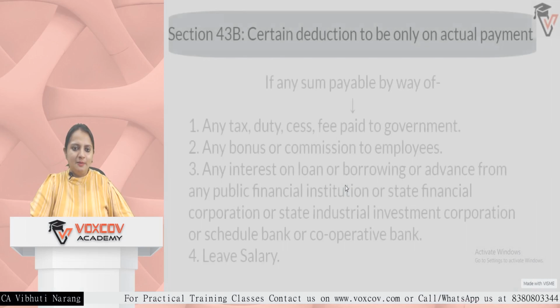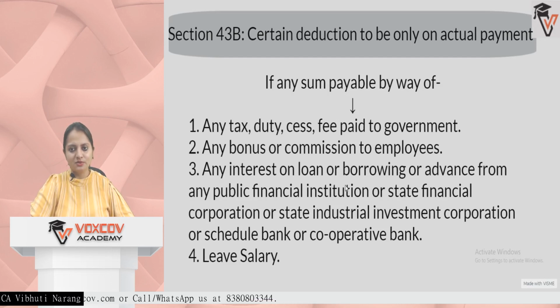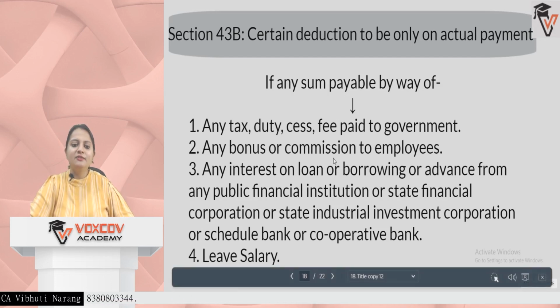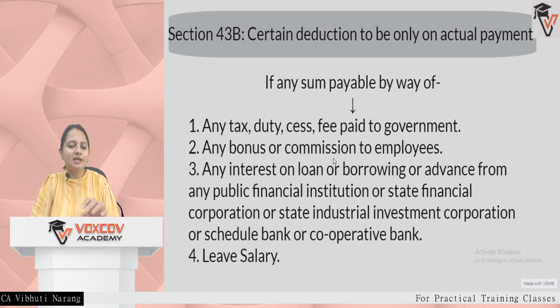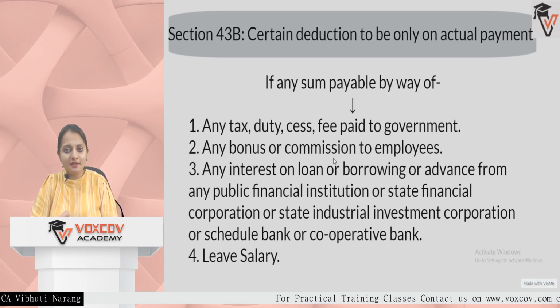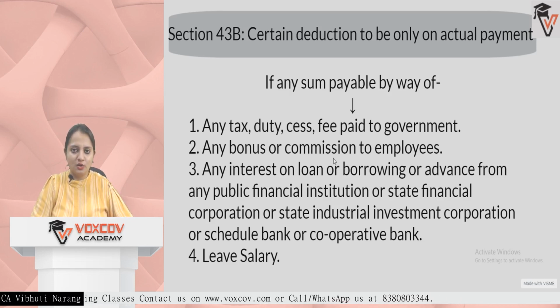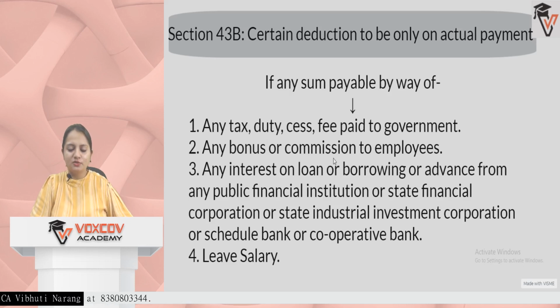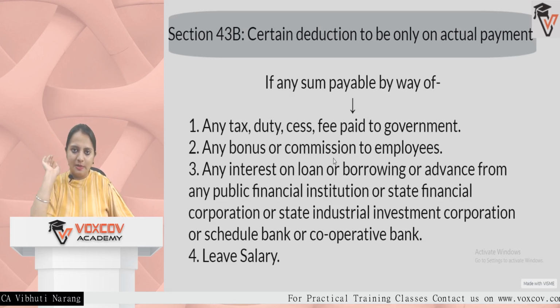Now one important section we'll be discussing is 43B, many times discussed in part 3 and initially in part 4 also. This section says that if you are paying any sum by way of any tax, duty, cess, fees to the government, or you are paying any bonus or commission to the employees, or any interest on loan or borrowings or advance from any public financial institution or state financial corporation or state industrial investment corporation or a scheduled or a cooperative bank, or a leave salary is given, this is not on due basis, this is on actual payment basis. So the accrual concept is not applicable over here.